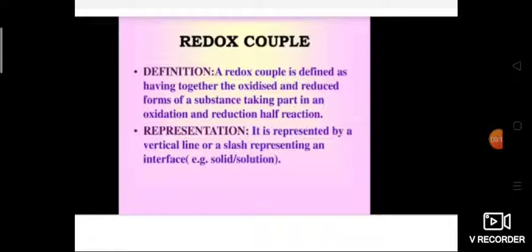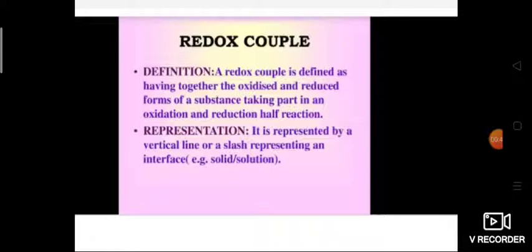When a zinc rod is dipped in copper sulfate solution, a redox reaction takes place. Zinc is highly reactive, so zinc is oxidized to Zn2+ ion, whereas Cu2+ ions are reduced to copper metal due to direct transfer of electrons from zinc to Cu2+ ion. This is an exothermic reaction. So redox reaction is the electrode process.